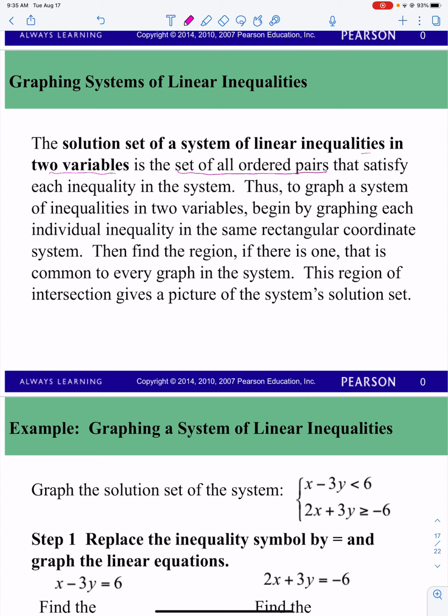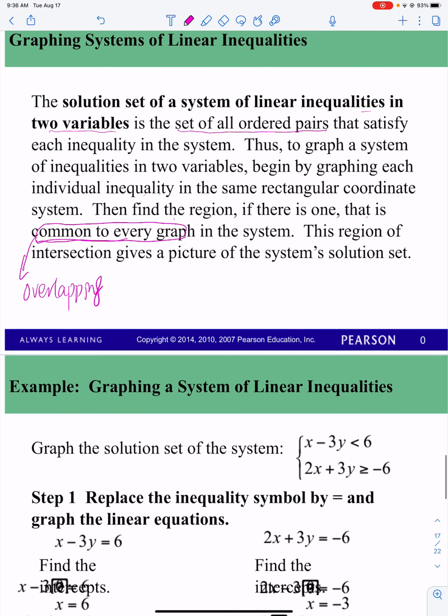Okay, how could you graph a system of linear inequalities in two variables? You want to begin by graphing each individual inequality in the same rectangular coordinate system. Then find the region, if there is one, that is common to every graph. What does common mean? Overlapping. So the region of this intersection or overlapping will give you the picture of the solution set.